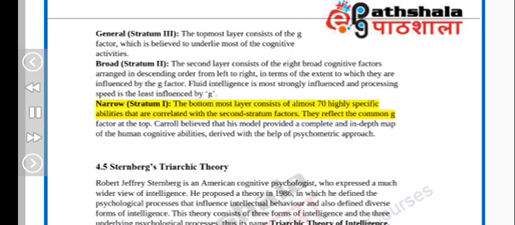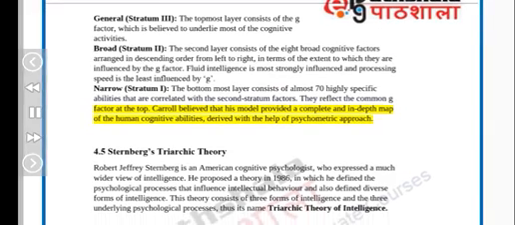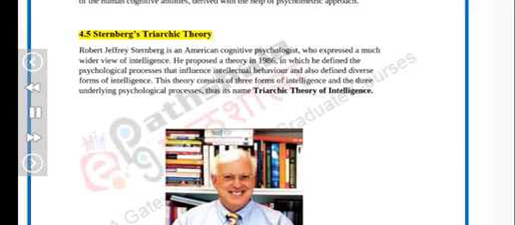Narrow, stratum I, the bottommost layer, consists of almost 70 highly specific abilities that are correlated with the second stratum factors. They reflect the common G factor at the top. Carroll believed that his model provided a complete and in-depth map of the human cognitive abilities, derived with the help of the psychometric approach.